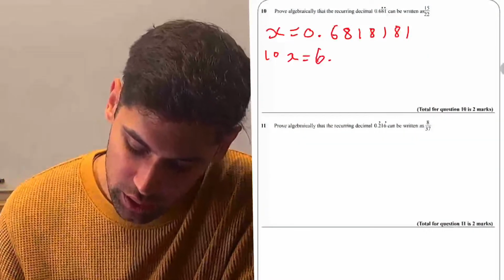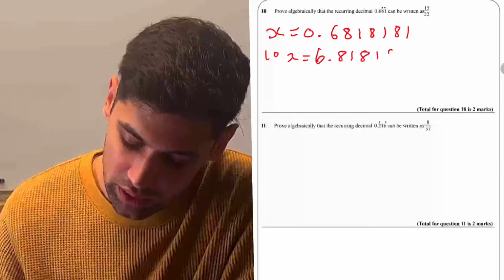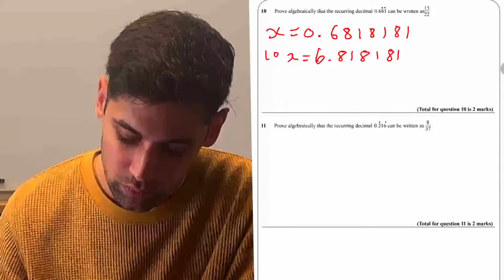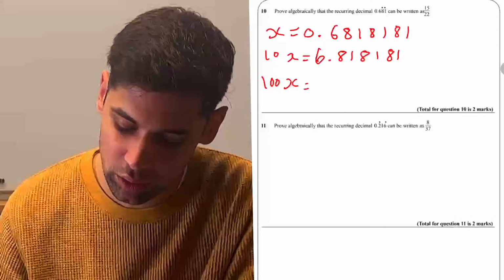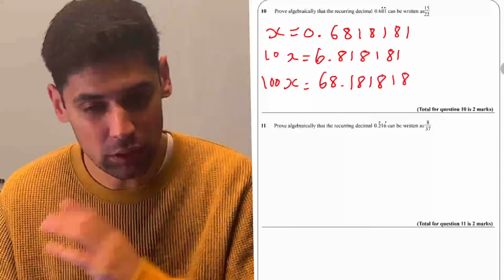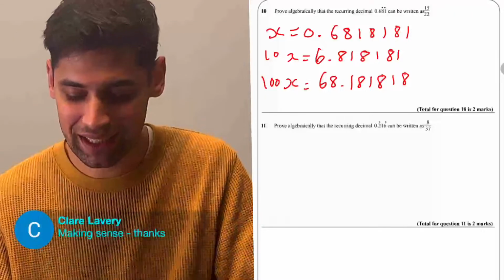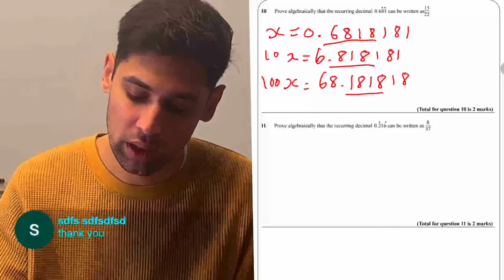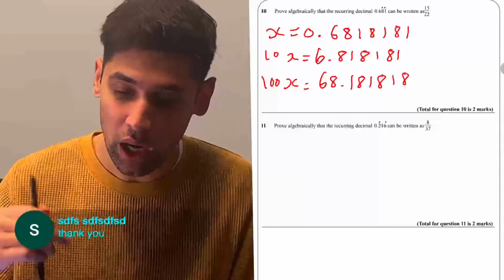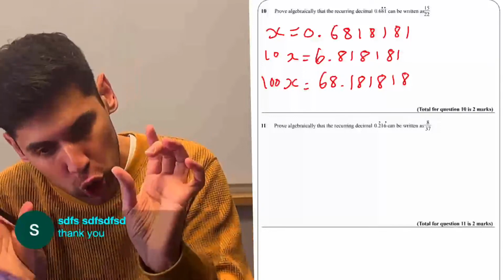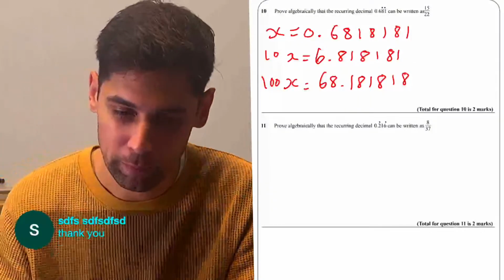So 6.818181. Like I said, they are not the same, so we need to go to the next. 100x equals 68.181818. Still not the same. We got 0.681 here. We got 0.818 and we got 0.181, which means we continue. We do another set, and we can go for as long as we need to until we get two numbers that are exactly the same after the decimal point.